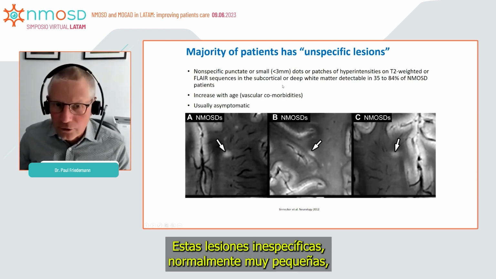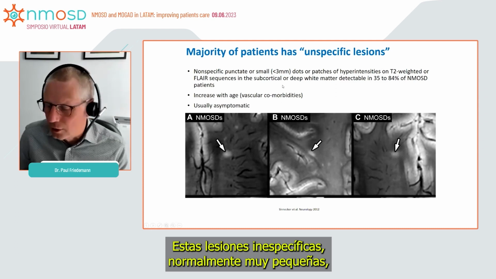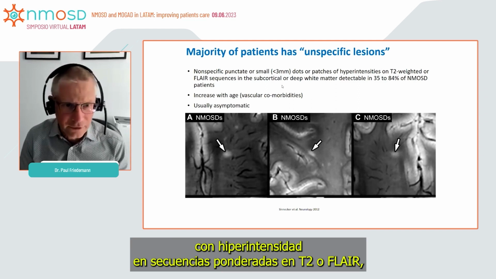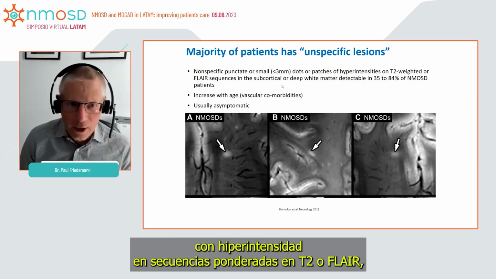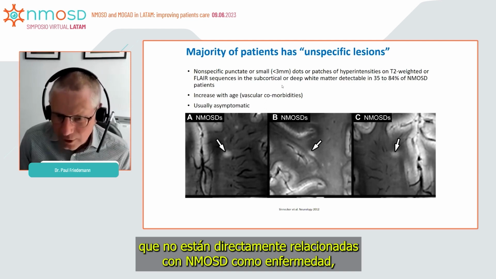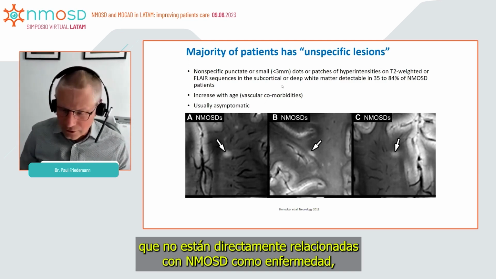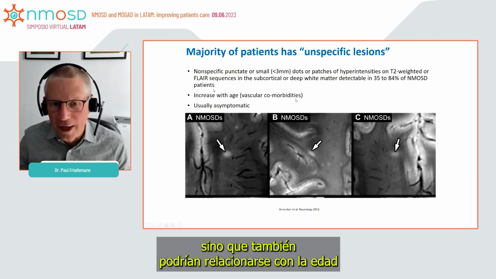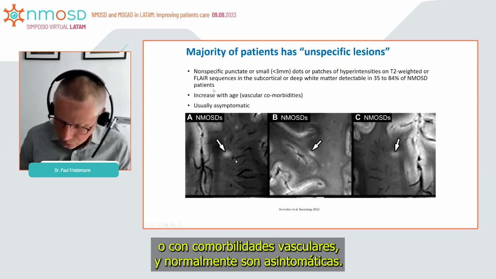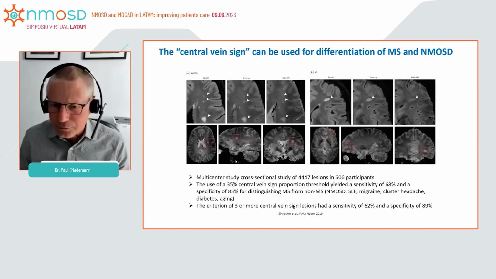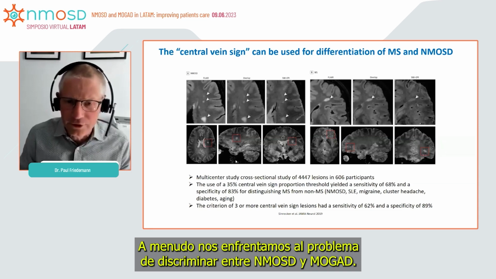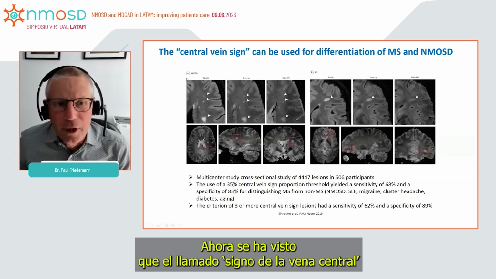However, the majority of NMOSD patients does not have these characteristic lesions, but has so-called unspecific lesions. These are non-specific, usually very small, below 3 millimeter dots or patches of hyperintensities on T2 or FLAIR-weighted sequences that are not necessarily related to NMOSD as a condition, but could also be related to age or vascular comorbidities, and these are usually asymptomatic.